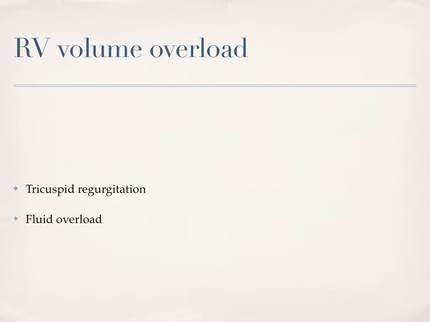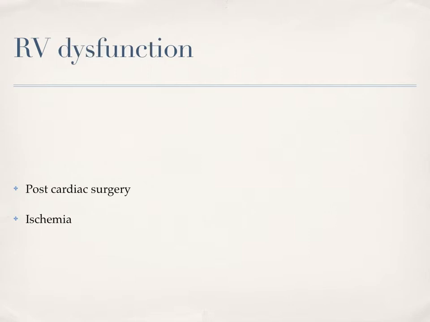Another type of overload for the right ventricle is just plain fluid overload, or also the strain on the right ventricle from a regurgitant tricuspid valve. And then thinking about right ventricular dysfunction itself, which may be from RV ischemia, and also post-cardiac surgery or post-bypass, there's often some right ventricular dysfunction for a while, possibly just due to the effects of the cardioplegia and perhaps inadequate cardiac protection of the right ventricle during the bypass.